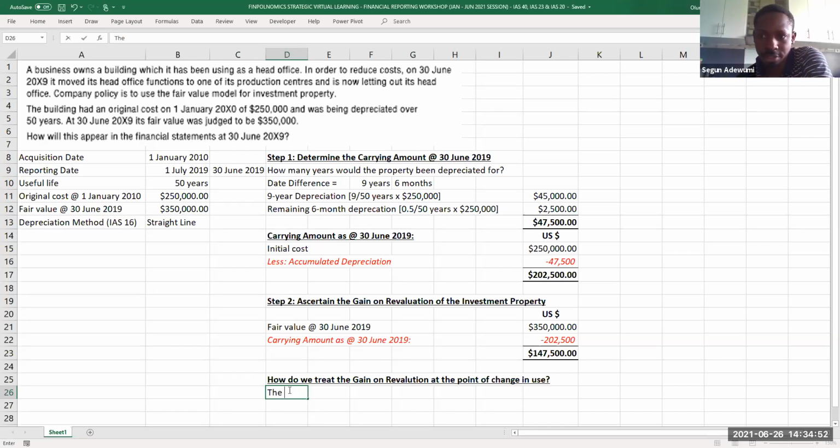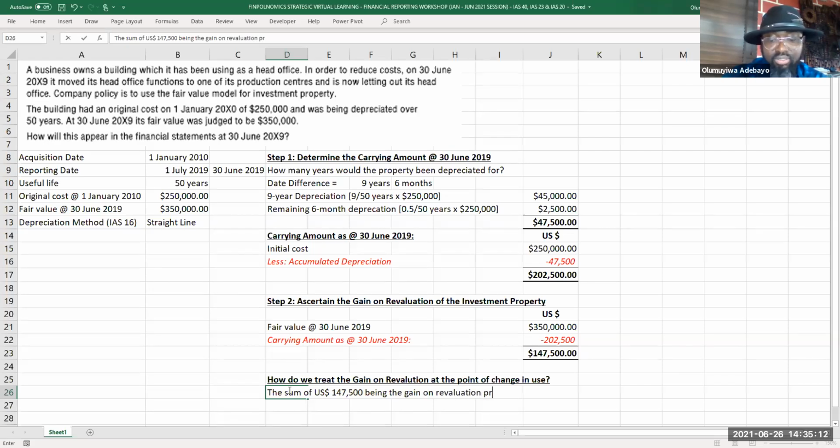Other comprehensive income as revaluation gain. The sum of $147,500 being the gain on revaluation prior to the reclassification to investment property should be recognized or reported in other comprehensive income.